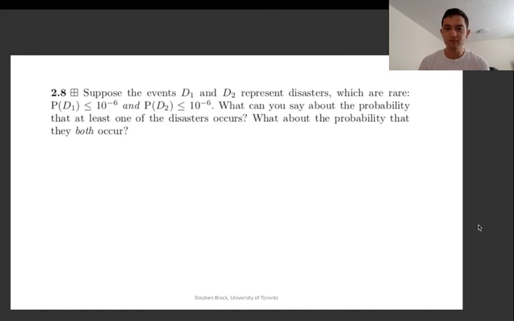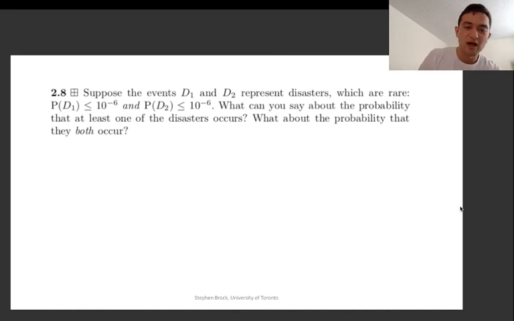All right. So what can you say about the probability that at least one of the disasters occurs? When you see at least one, that should be union, right? What about the probability that both occur? What should that be? That should be intersection, right? So we're looking at the probability of D1 union D2 and D1 intersection D2, right?